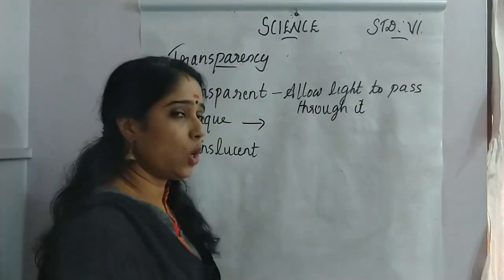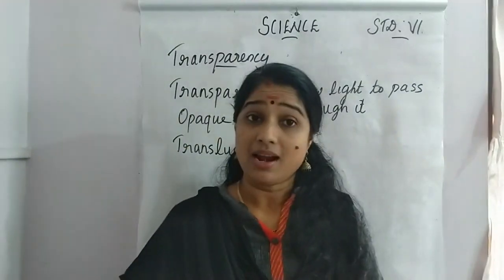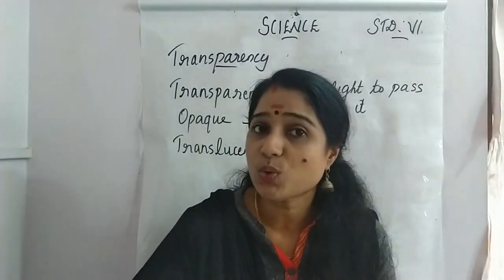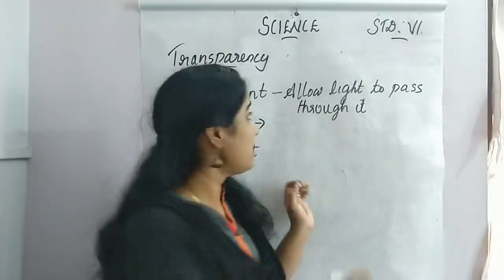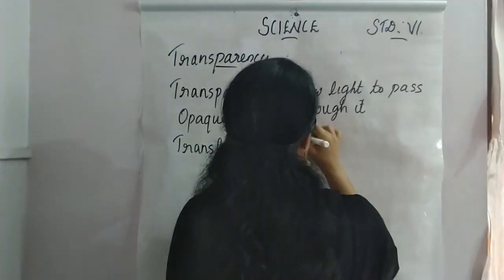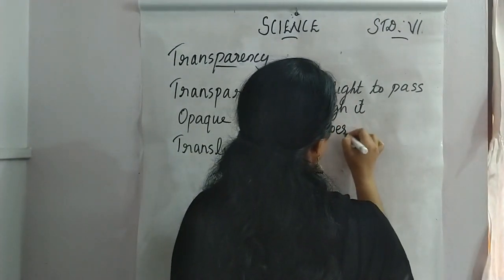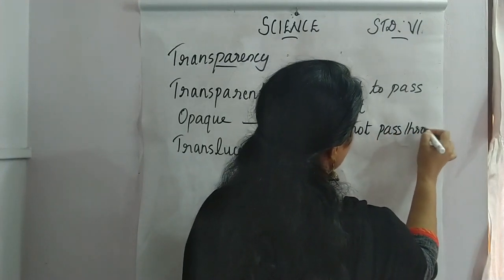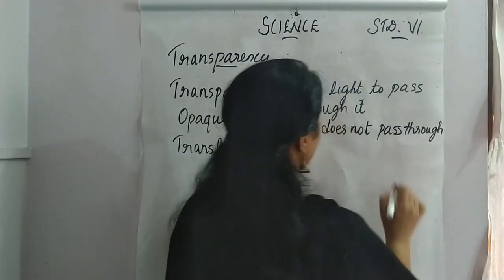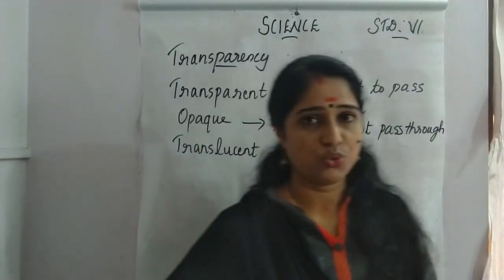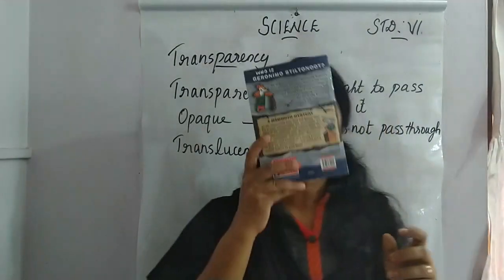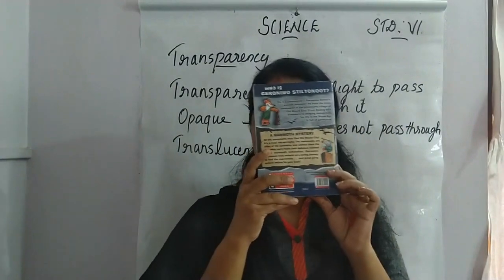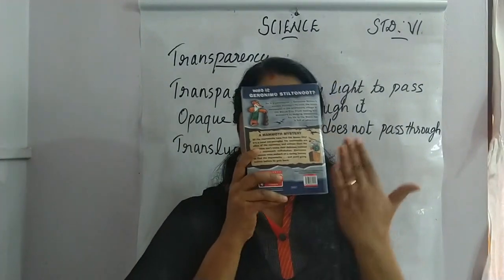Then what is meant by these opaque objects? Yes, the light does not pass through such objects. Light does not pass through these objects. Example, you could see, book is an example. You know, paper, book is an example. Can you see?